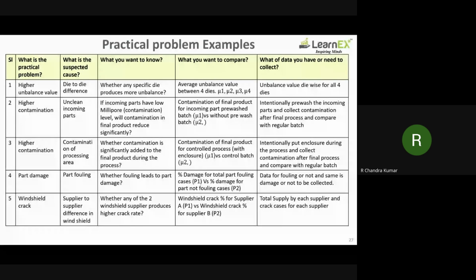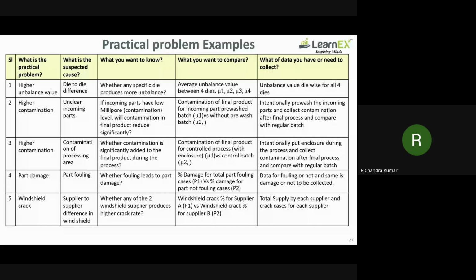But if the incoming part is not the cause and my process is creating contamination, even if I clean the incoming one and then send it for assembly, there is still no improvement. It means the cause of the contamination is in my process. I can't blame the child part. Now, this is a practical example of how you can apply test of hypothesis in the industry.